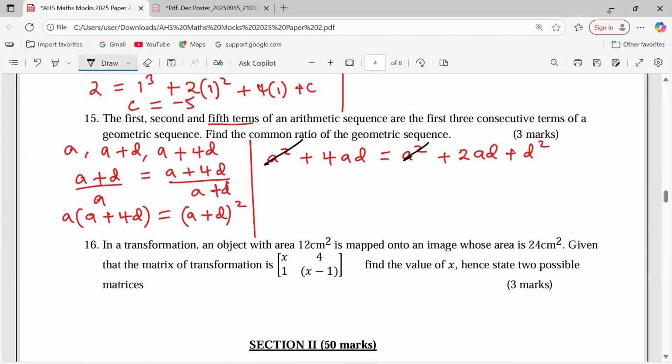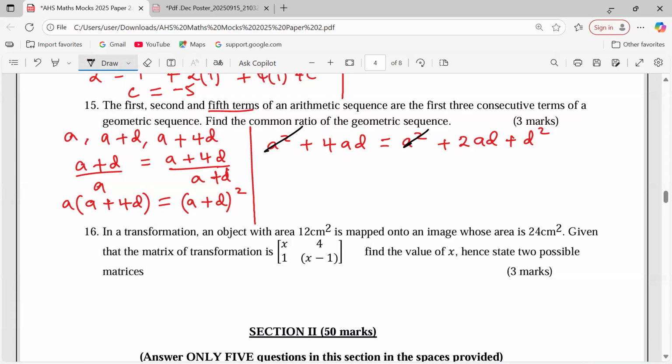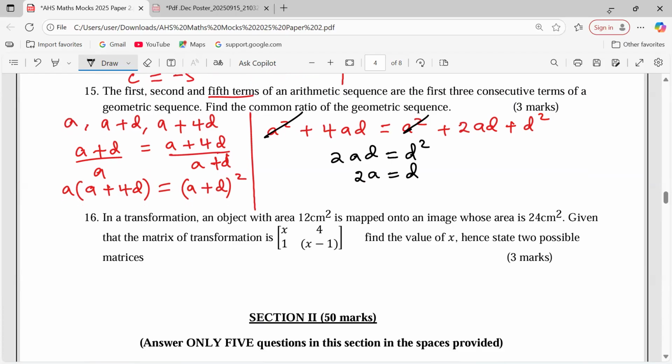A minus A, that one cancels out. Then we can talk about the value of D squared. We can remain with that there, equal to 2AD. And from this, you can see that D can cancel out to give us D equals 2A. So D has been expressed. Now that D has been expressed, we can rewrite the terms, and the value of D can be written in terms of A.